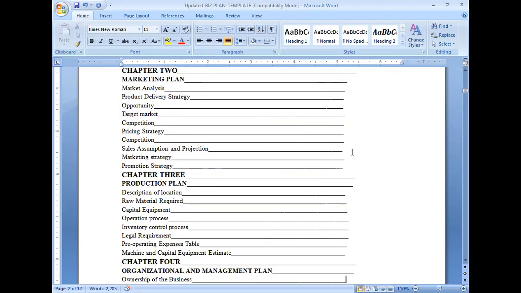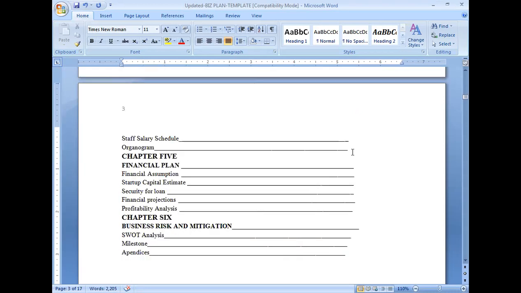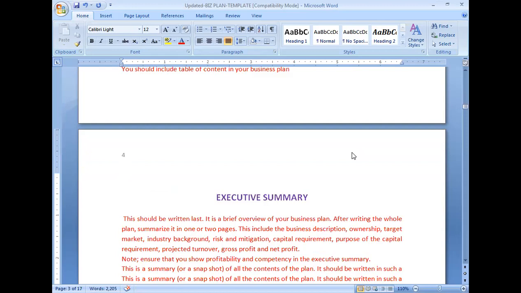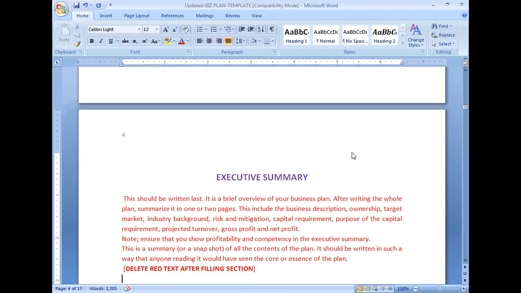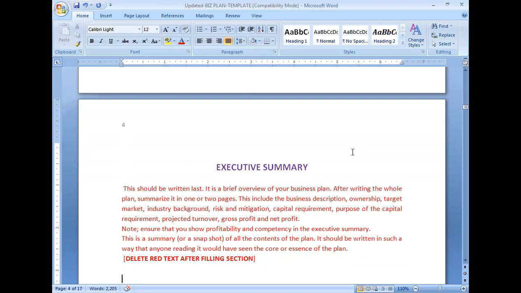Okay, so having done that, we'll move to the next page, which is the executive summary. Please kindly note that whenever you are done with each of the pages, ensure to delete all the items that are highlighted in red color. They are just there as a guide for you to prepare your business plan. So the executive summary is a snapshot or a brief overview of your business plan, and it should be written last. After writing and completing your business plan, the last thing you should do is to prepare your executive summary.